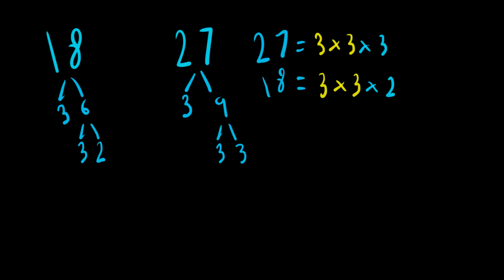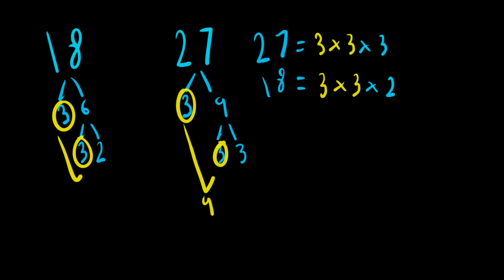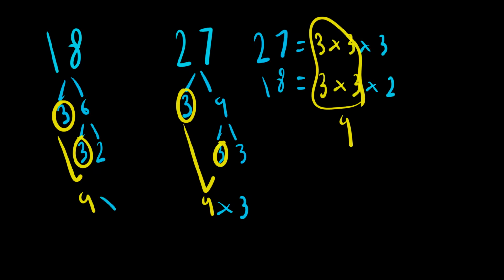So both numbers are divisible by 3. 3 is a common factor of 18 and 27. And also we have another 3 as well, which 3 times 3 is equal to 9. So 9 times 3 is equal to 27. 9 times 2 is equal to 18.